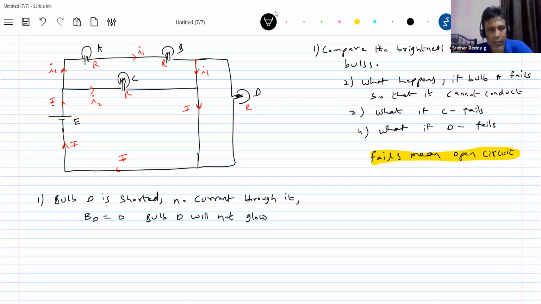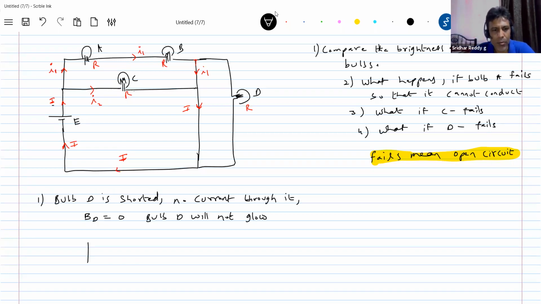Okay, let's come to this one. What about the brightness of bulbs A and B? Brightness of A and B should be the same, no? Can we compare with C? How to compare? What is the drop across the bulb C? It should be equal to E only. What about the drop across the bulbs A and B? It will be E by 2.